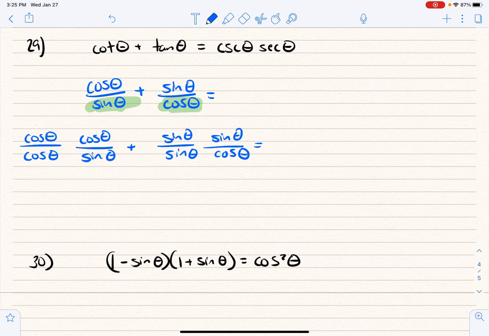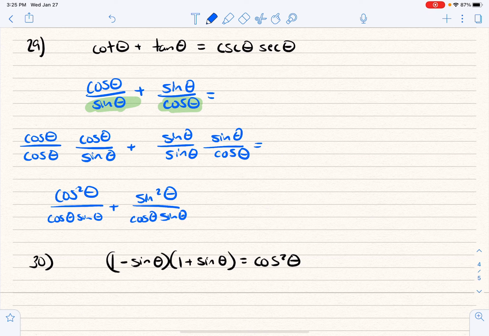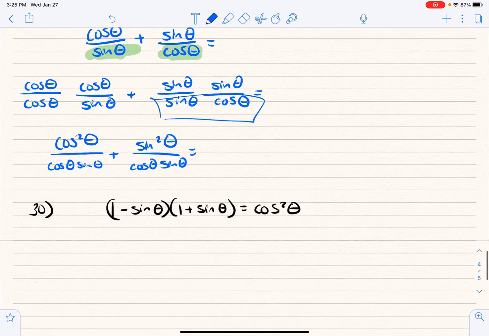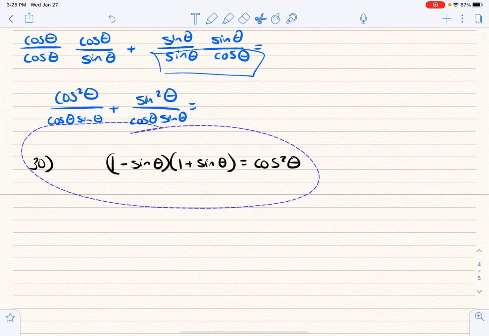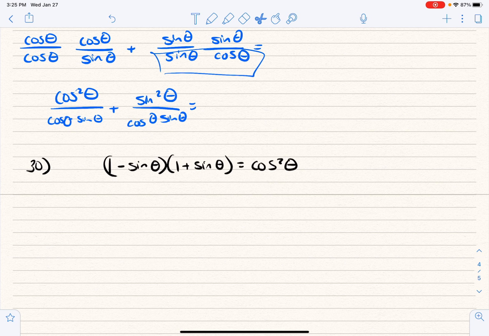And what does that do? Think about it. Well, that makes this a cosine squared theta over cosine theta sine theta plus sine squared theta over cosine theta sine theta. Now remember, you can multiply in any order. You can add in any order. So it doesn't matter if I switch a couple of these little things around like I did here on the bottom. Okay. Let me give myself just a little bit more room. Oops, I stole some things.